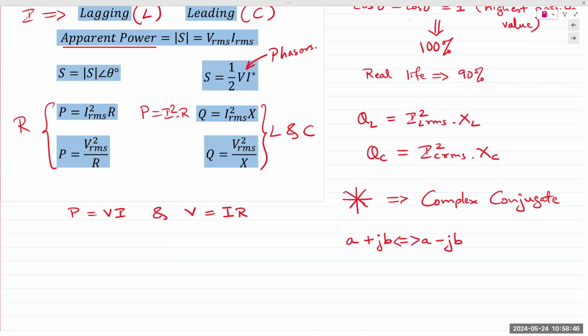And then R with the angle of theta is R with the angle of minus theta. So if it's positive above the real axis, then it goes below the real axis. The angle is flipped, or the imaginary component is flipped. That's what it means, complex conjugate.